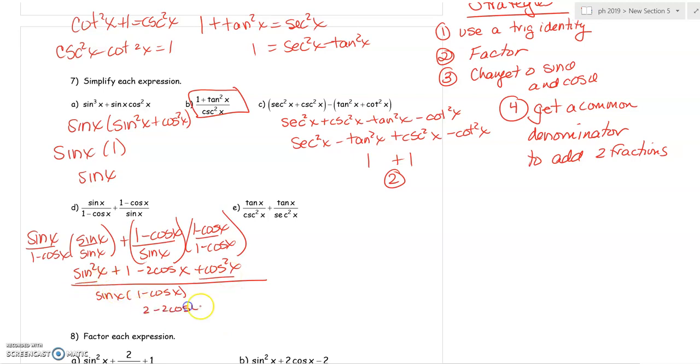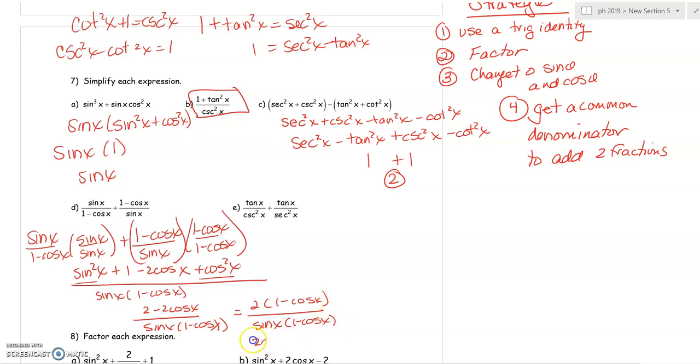And this is where our factoring is going to help us out, because if we factor out a 2, notice that the 1 minus cos x cancels out, and we end up with 2 over sine x, which is 2 cosecant x.